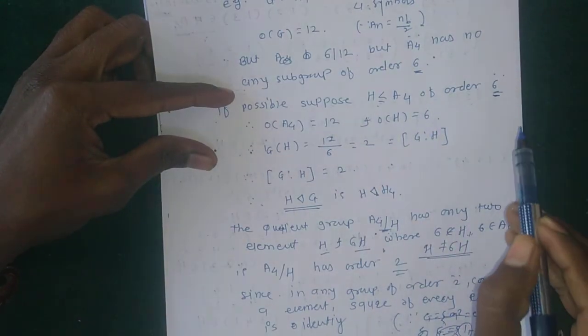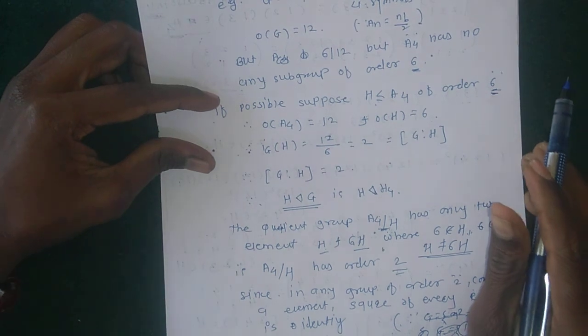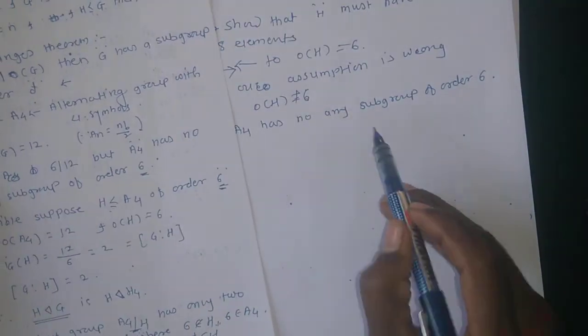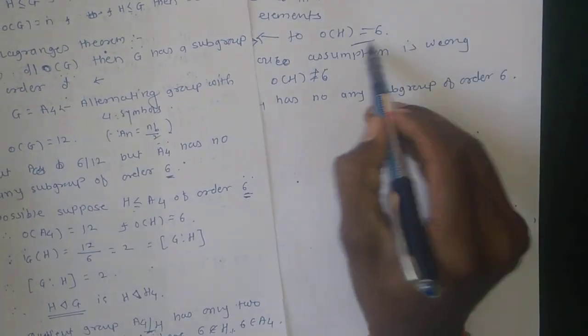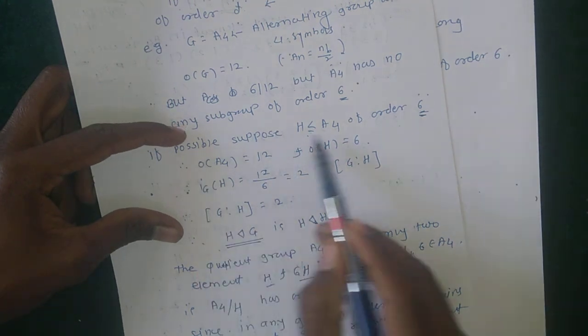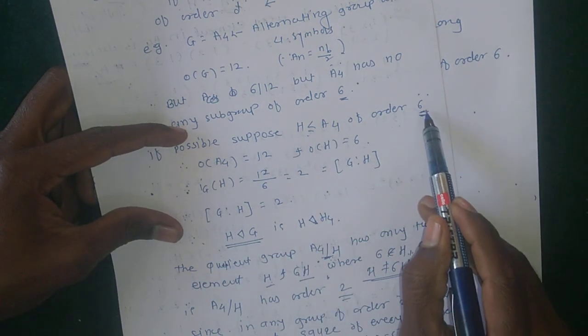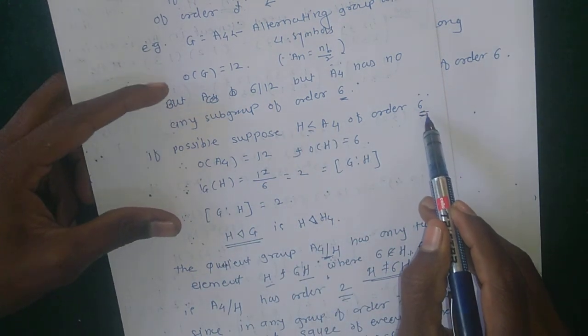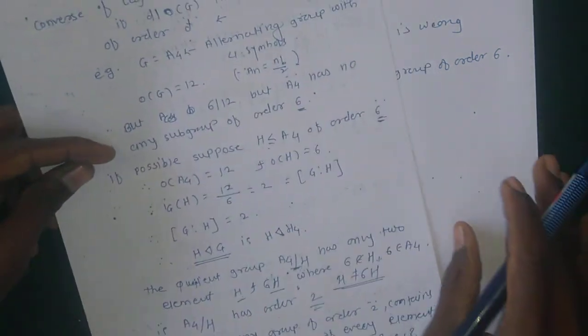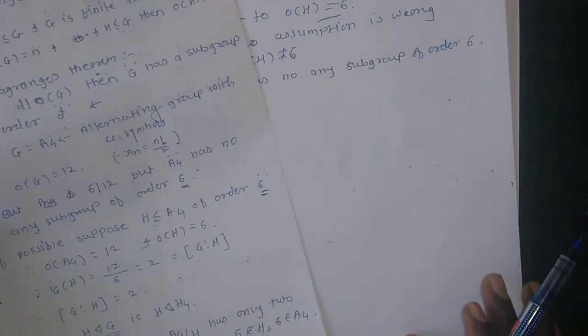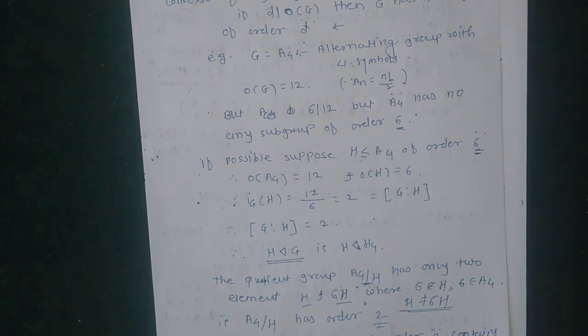But our assumption is that H has order 6, which is a contradiction to the order of H. Therefore our assumption was wrong, meaning a subgroup of order 6 is not possible. Therefore A4 has no subgroup of order 6. Okay, this is the converse of Lagrange's theorem.